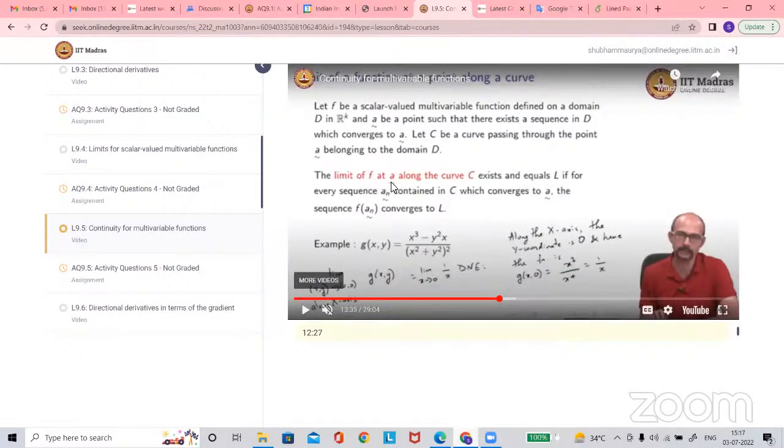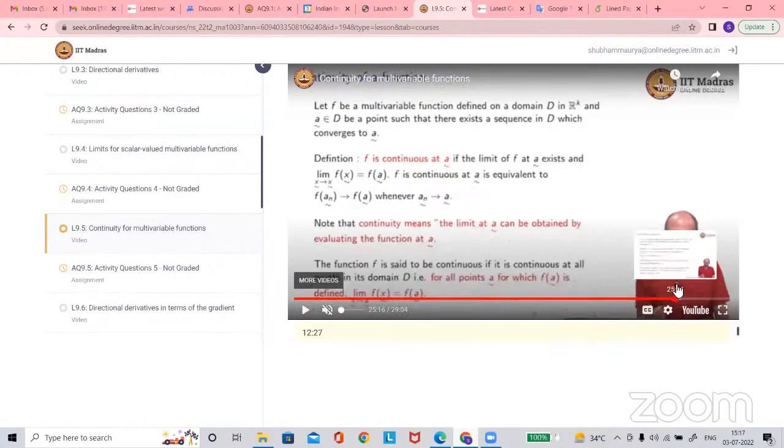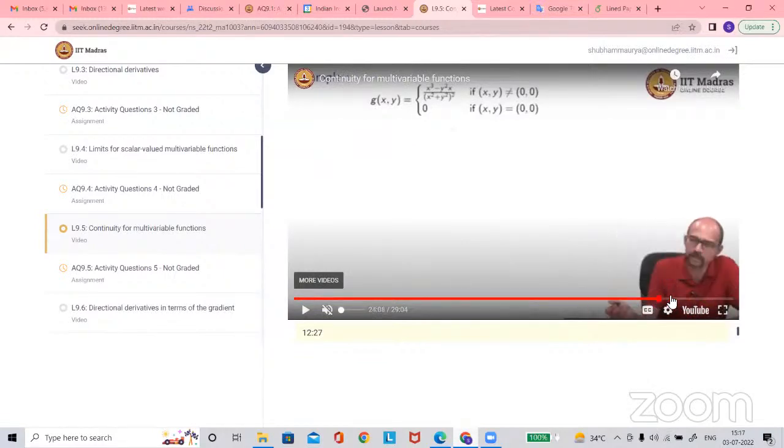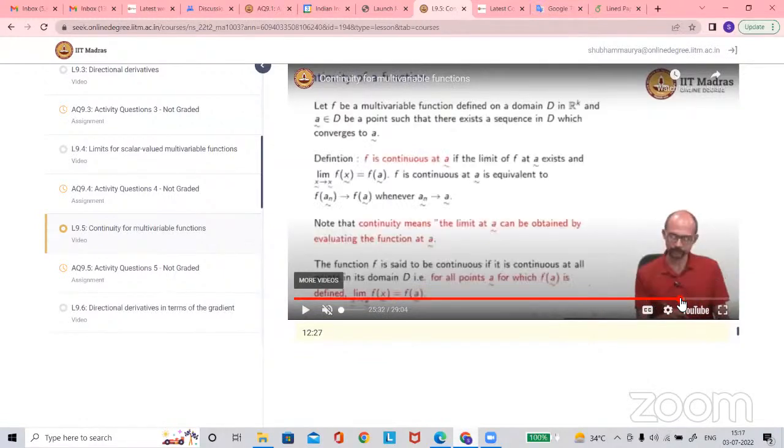The limit of a function at A along the curve C exists and is equal to L if for every sequence a_n contained in C which converges to A, the sequence f(a_n) converges to L. So this is again a sequential approach, which the sir has given as the definition. But if you see, in the end this is the same approach. I will tell you what is happening there.